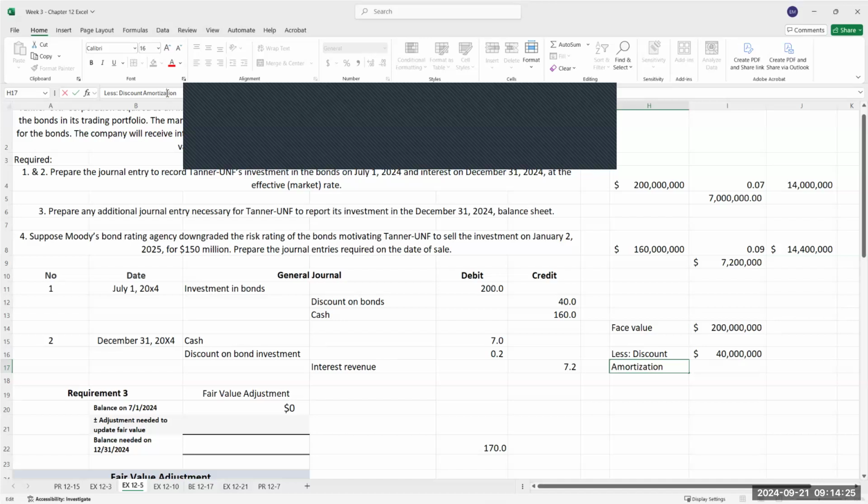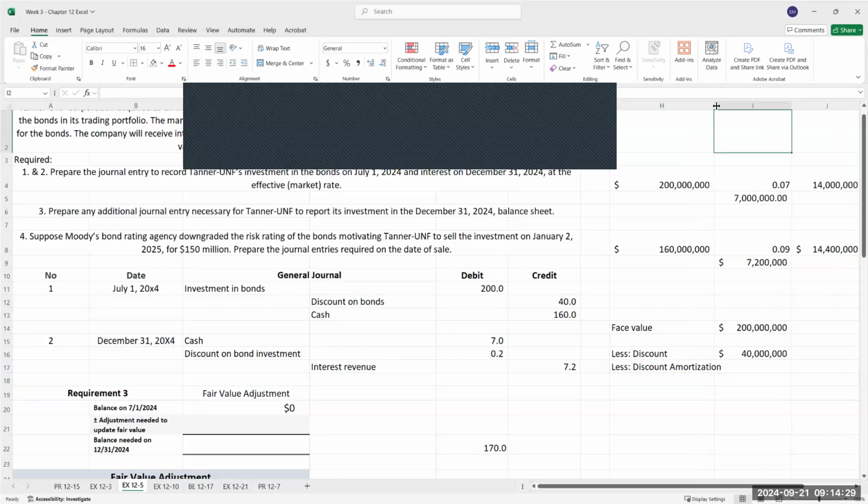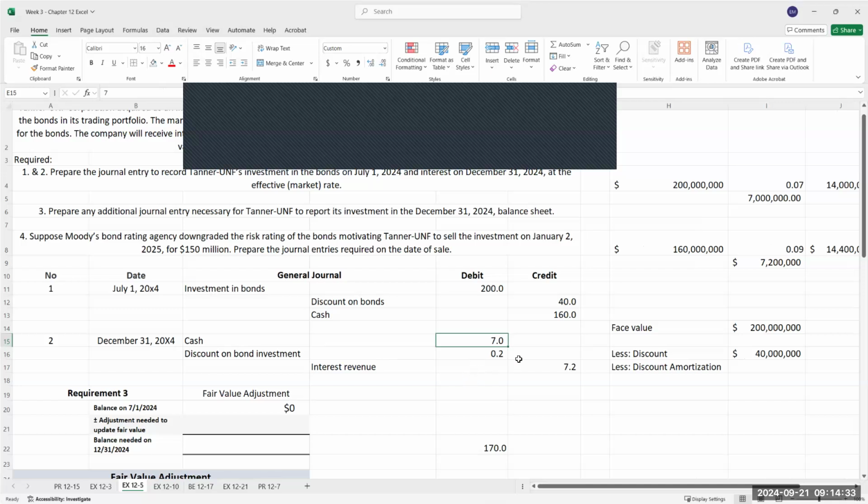Amortization. All right. So we also need to factor that in, right? How do we factor that in? So we see here that the cash, the interest we received was 7 million and the interest revenue was 7.2 million. So we need to factor in that $200,000. So we find the difference between these 40 million minus the 200,000, which gives us 39,800.